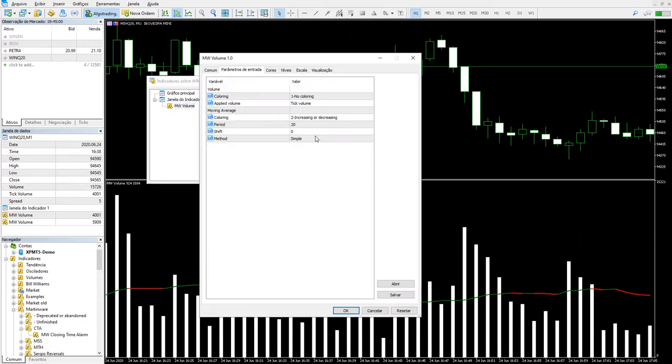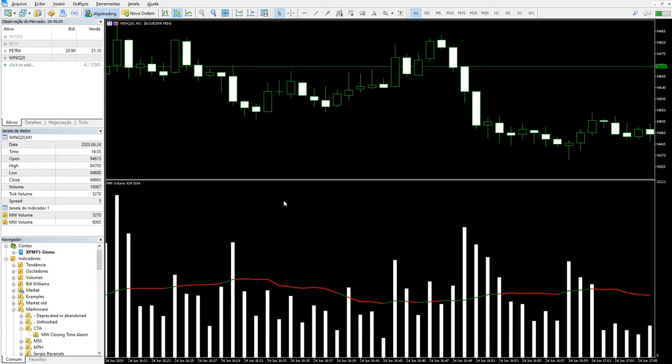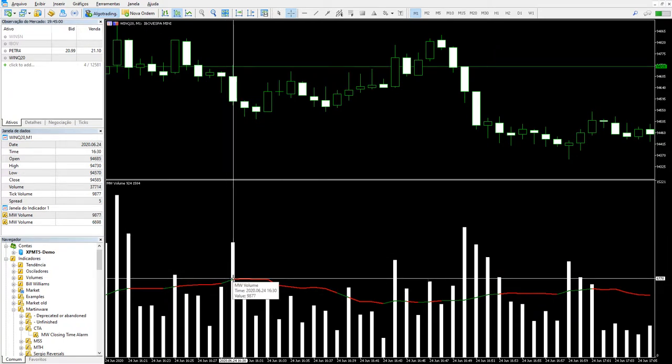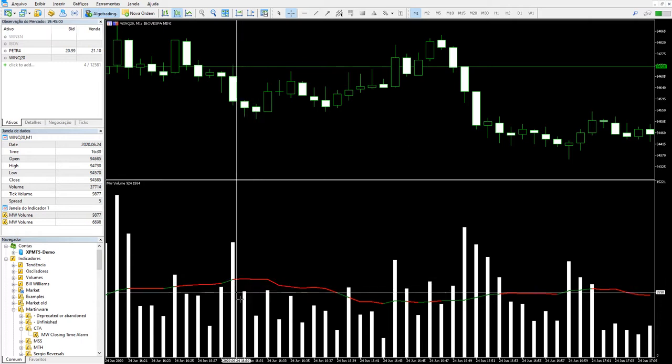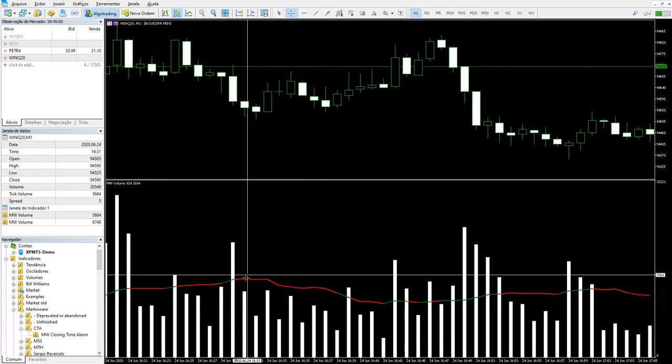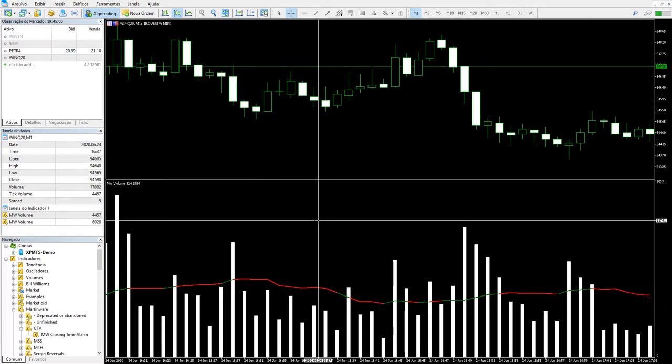And also pretty similar, if we choose the third option, volume relative to average, we will plot the first color when the volume was higher than the average, and the second color when the volume was inferior to the moving average.